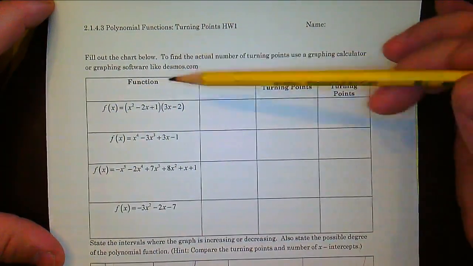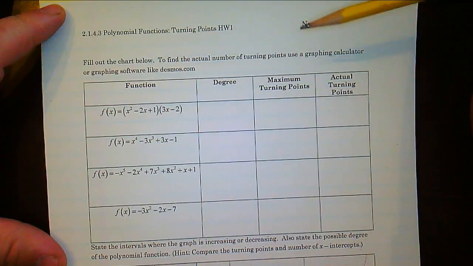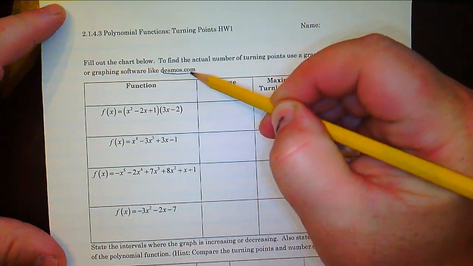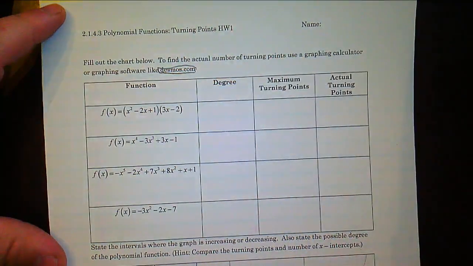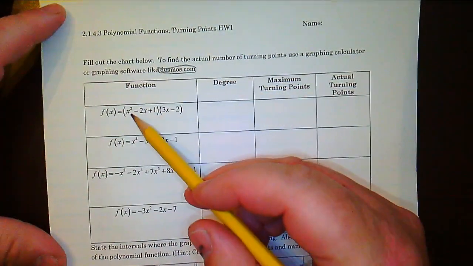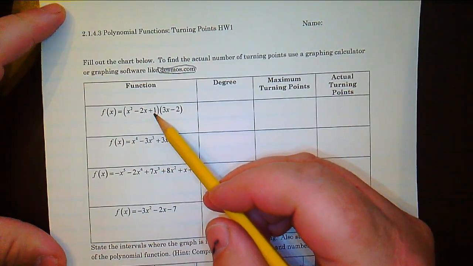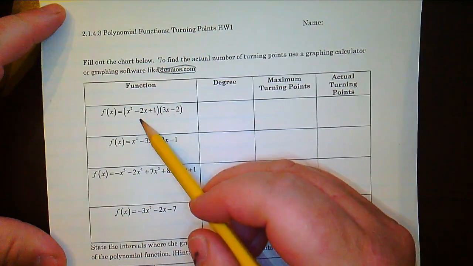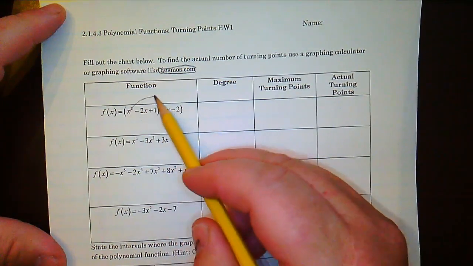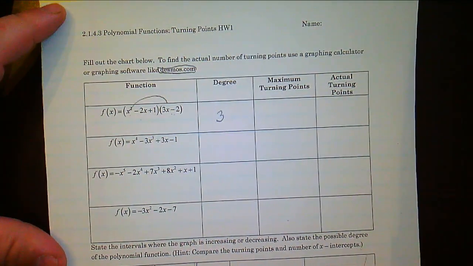So let's see, instructions are important, right? Fill out the chart below to find the actual number of turning points. Use a graphing calculator or software like you can find on our good old buddy Desmos. So the degree for this one's not actually 2, it's going to be 3. And here's why. This is a binomial, this is a trinomial. When you multiply this quadratic times this binomial, x squared times x is going to be x to the third, so our degree is going to be 3, right?